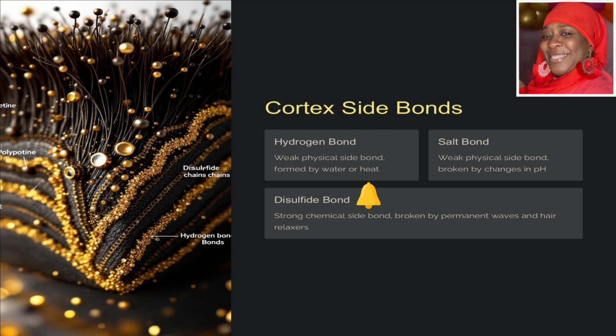Thiopermanent waves and thiorelaxers break disulfide bonds and reform the bonds with thioneutralizers. Hydroxide chemical hair relaxers break disulfide bonds and convert them to lanthionine bonds. The disulfide bonds converted to lanthionine bonds cannot be reformed.